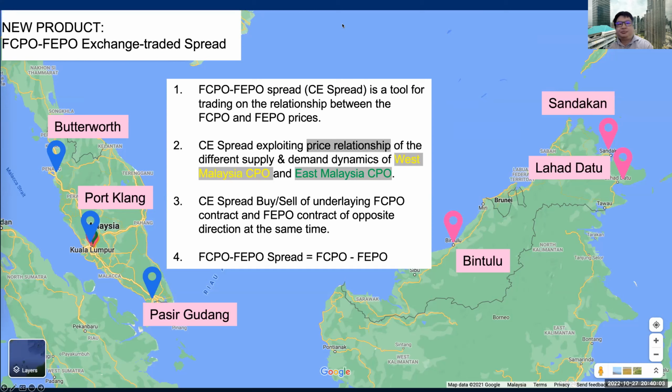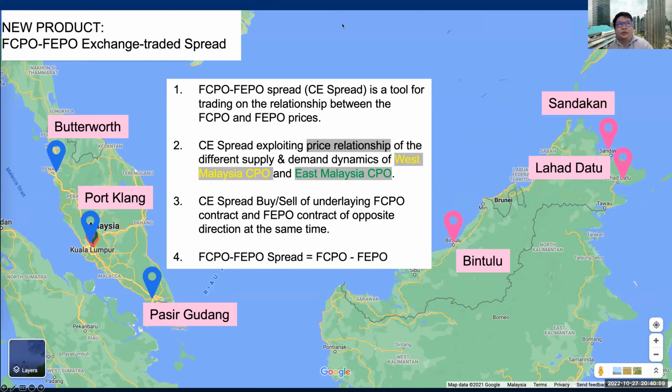Then CE spread buys and sells the underlying FCPO contract and FEPO contract in the opposite direction at the same time, meaning that if we want to buy this FCPO, FEPO spread, we will buy the FCPO contract, the underlying contract, and at the same time, we will sell the FEPO underlying contract. So these two actions are all done by just using one exchange traded contract. If you want the opposite direction, it is a sell. So you just sell the FCPO, FEPO intercommodity spread, then it's equivalent to you selling one FCPO and buying one FEPO outright.